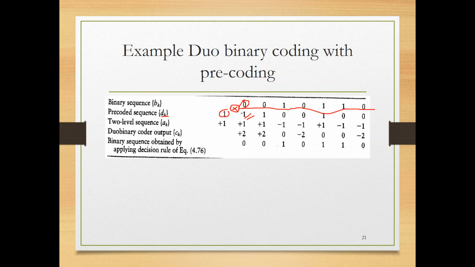Then 0 XORed with 1. The result is 1. 1 with 1, 0. 0 with 0, 0. 1 with 0, 1. 1 with 1, 0. 0 with 0, 0. So you got DK. This is only the precoded sequence.